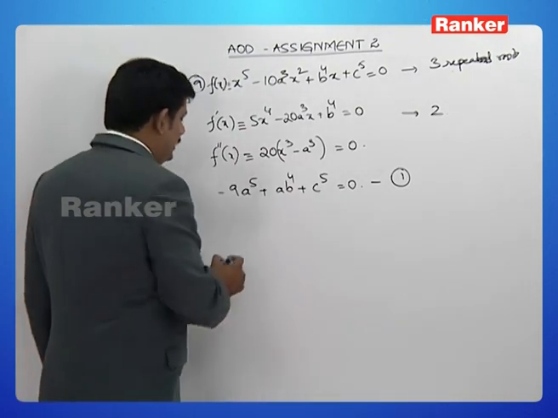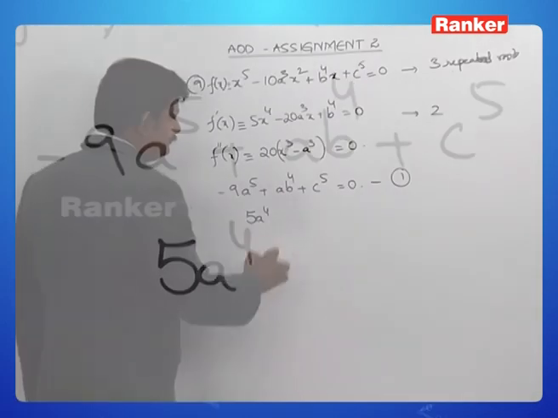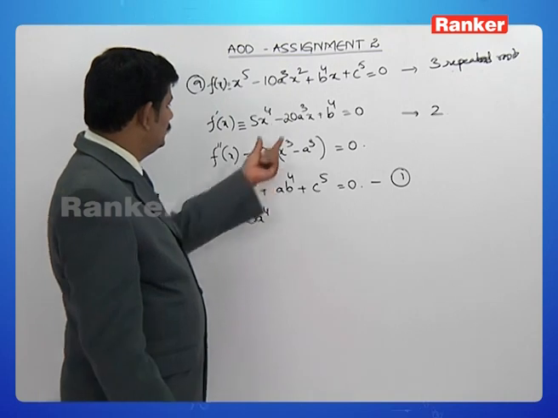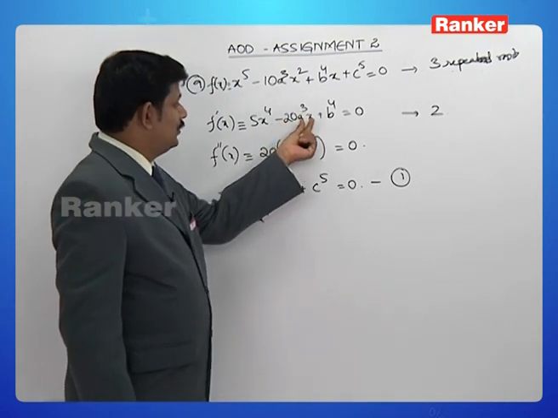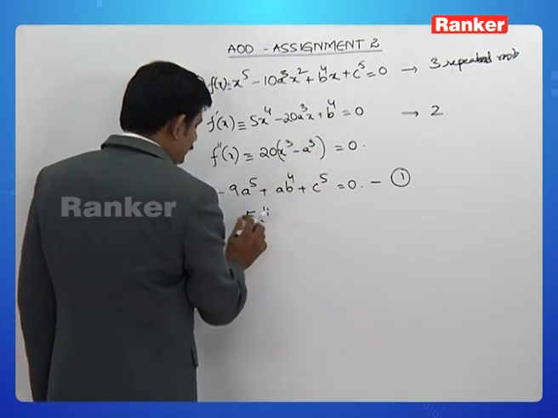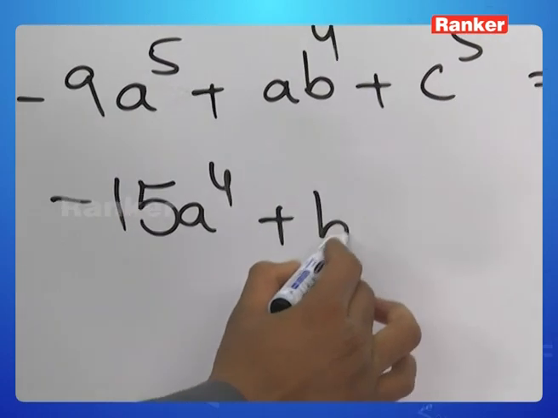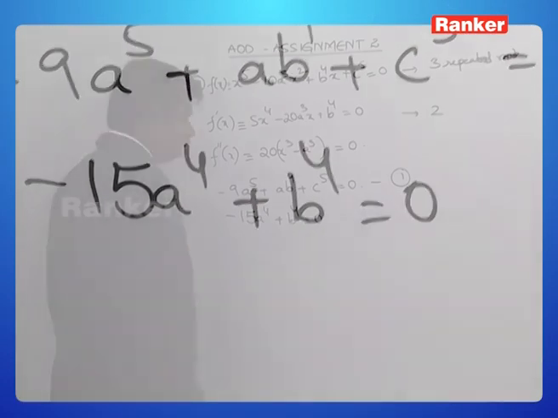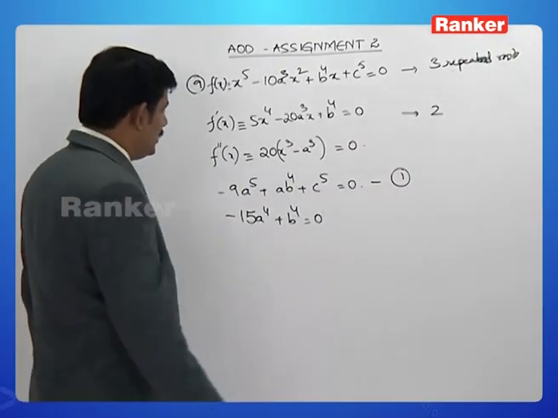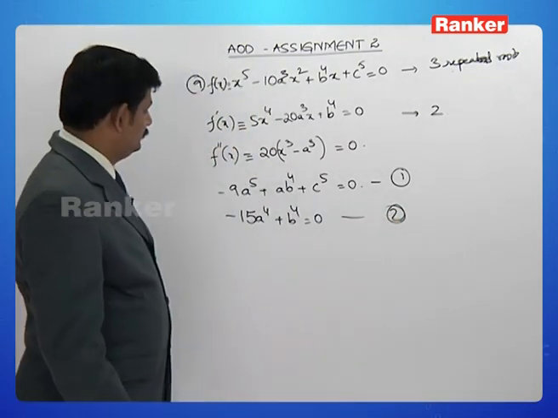Substituting a in place of x in f dash of x, we have 5a^4 minus 20a^3 into a, that is 20a^4, so 5a^4 minus 20a^4 is minus 15a^4, plus b^4 is equal to 0. Let me call it equation number 2.